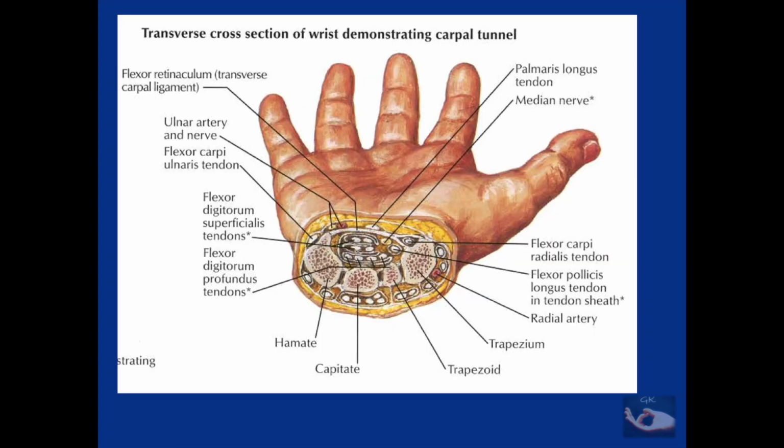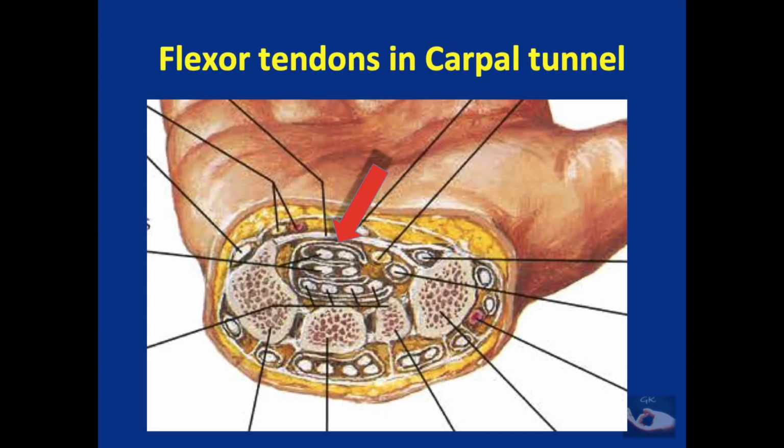Here again, the relationship of the FDS tendons and the FDP tendons continues as in the distal forearm. That is, the FDS of the middle and ring fingers superficial most, then the FDS of the index and little fingers, and most deep are the 4 tendons of the FDP of the fingers.